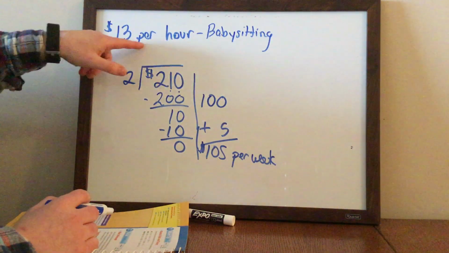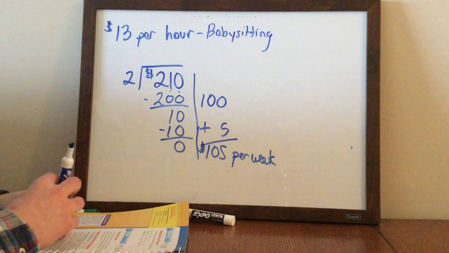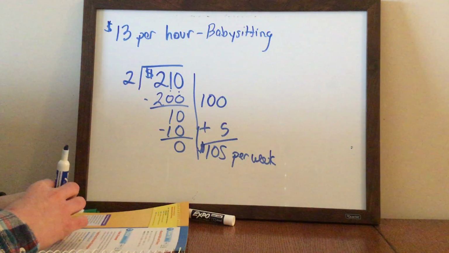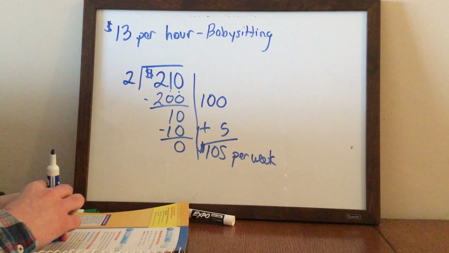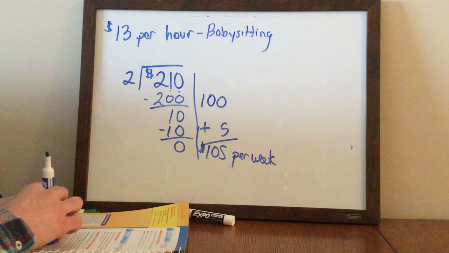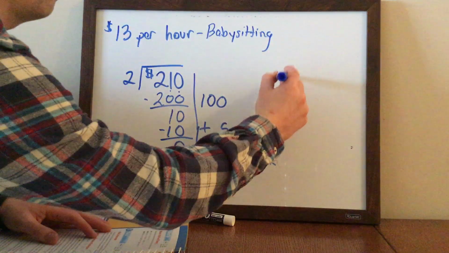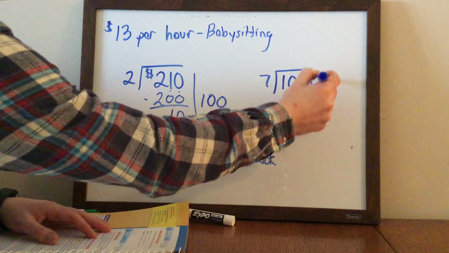Now, if you notice, this is per hour and this is per week. Some of you might be tempted to figure out how many hours are in a week, but that's not the question here. The question is how many hours do they work each week at a summer camp. So the summer camp job is for 7 hours. So we're taking this $105 per week and dividing it by 7.